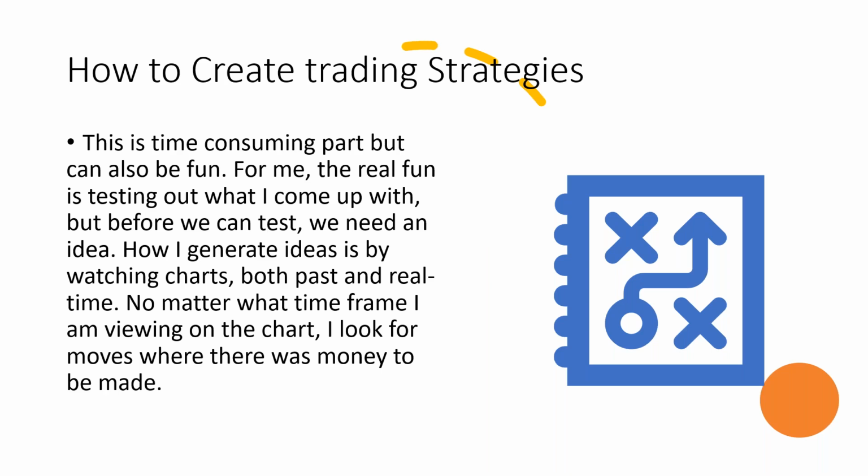So no matter what time frame I am viewing on a chart, I look for moves where there was money to be made. So this is how you start. For instance, Bitcoin sailed to 62,000 today. It had been hanging around 58, 59. What could I have seen on my chart today that would have helped me decide that Bitcoin was offering me a buy opportunity?